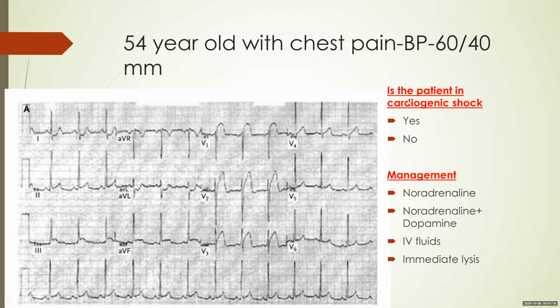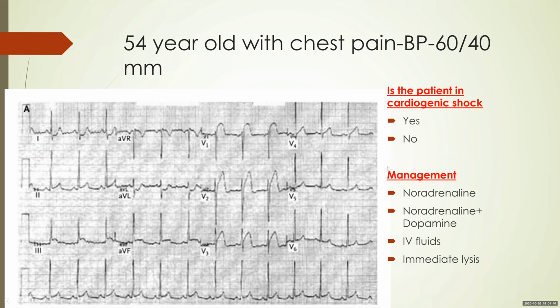The first question is, is this patient in cardiogenic shock? The correct answer is we're not very sure. You need further information because in order to diagnose shock, you need to demonstrate evidence of tissue hypoperfusion, that is, either cold clammy extremities, altered mentation, or decreased urine output. So we don't have any of that data along with us. So it's not possible to say whether this patient is in cardiogenic shock or not.